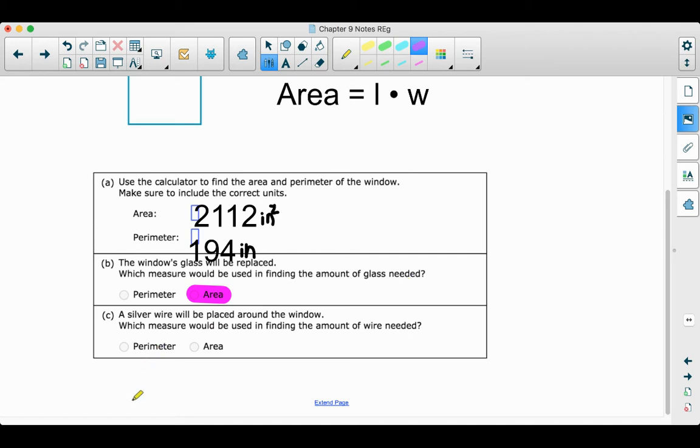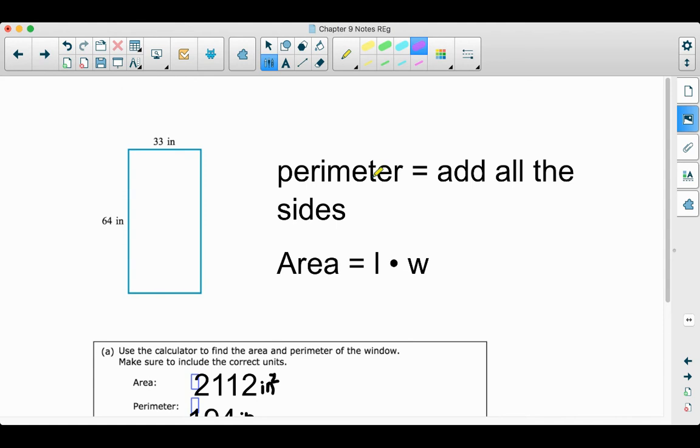Letter C says a silver wire will be placed around the window. Around, that means something, doesn't it? Around the window. Which measurement would we use to find this one? And this would be perimeter. Because remember, perimeter gives me around, and area shades in.